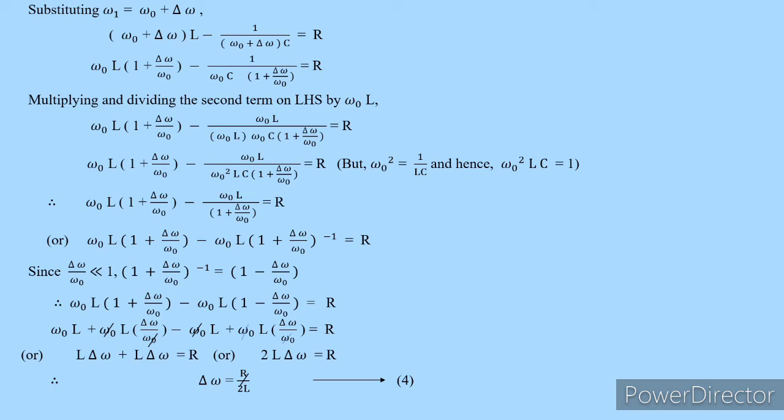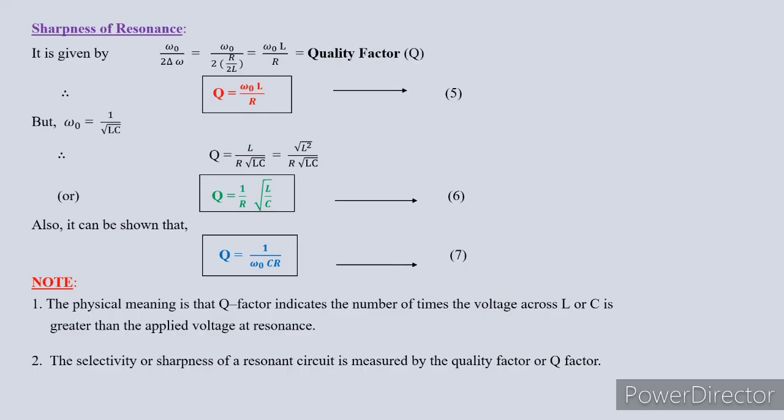Sharpness of resonance. In the previous slides, we have already seen that the sharpness of resonance is given by the expression omega naught by 2 delta omega, which is equal to omega naught by 2 into R by 2L, which is equal to omega naught L by R, and this is equal to quality factor or Q factor. Therefore, Q is equal to omega naught L by R, equation 5.